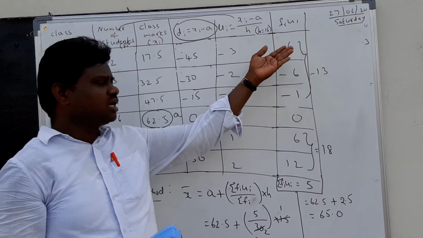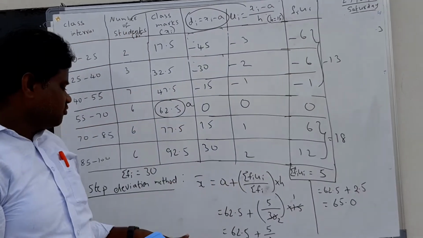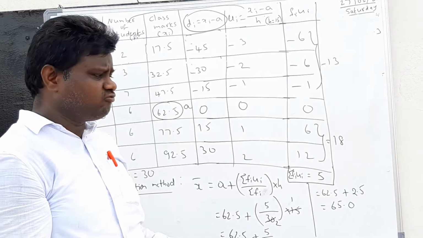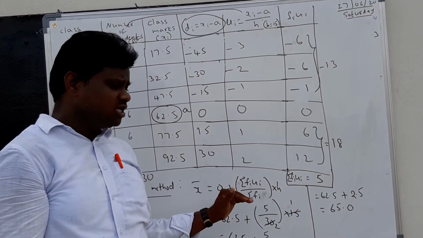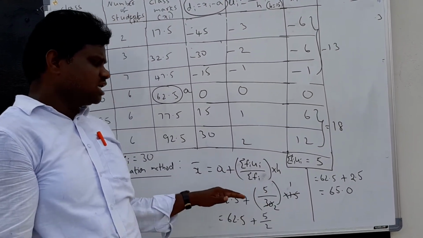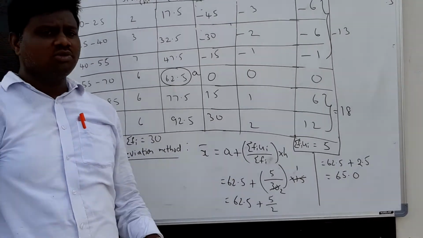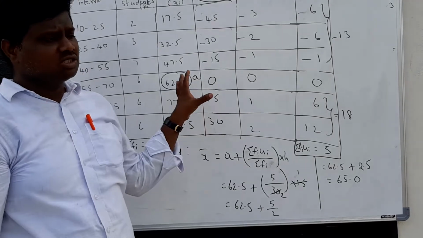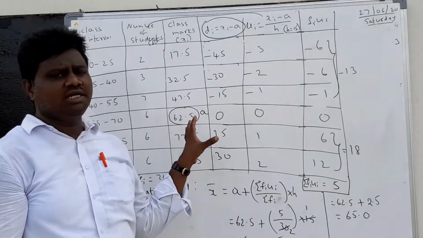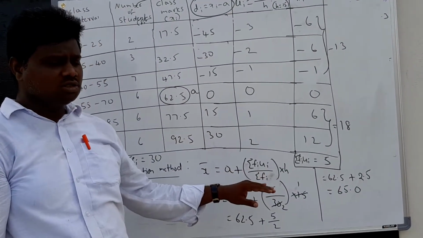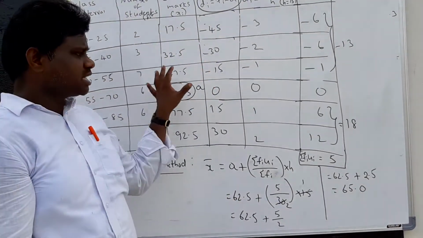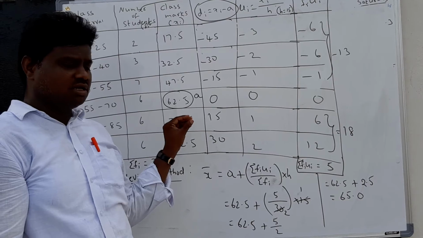After that you have to calculate Fi Ui. So what is the formula for the step deviation mean? X bar is equal to A plus sigma Fi Ui by sigma Fi into h. If you do the calculation, you will get the mean. So children, this is how to do the step deviation method using the formula x bar equals A plus sigma Fi Ui by sigma Fi into h. Practice the sums based on this example.